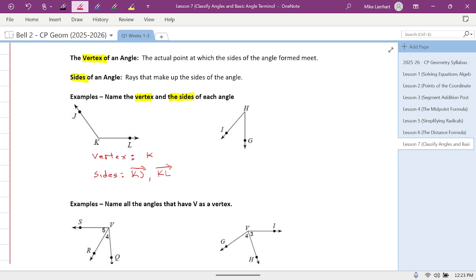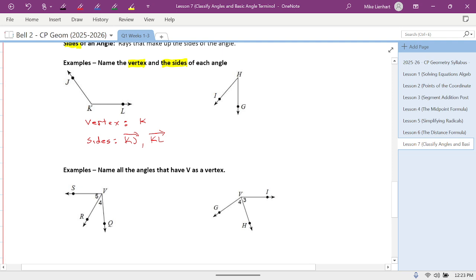Okay, let's try the second example here. I notice this angle, IHG. I know the vertex is at H. That's the common endpoint. And I know that the sides are rays HI and ray HG. Every angle must have a vertex and must have sides that are rays.